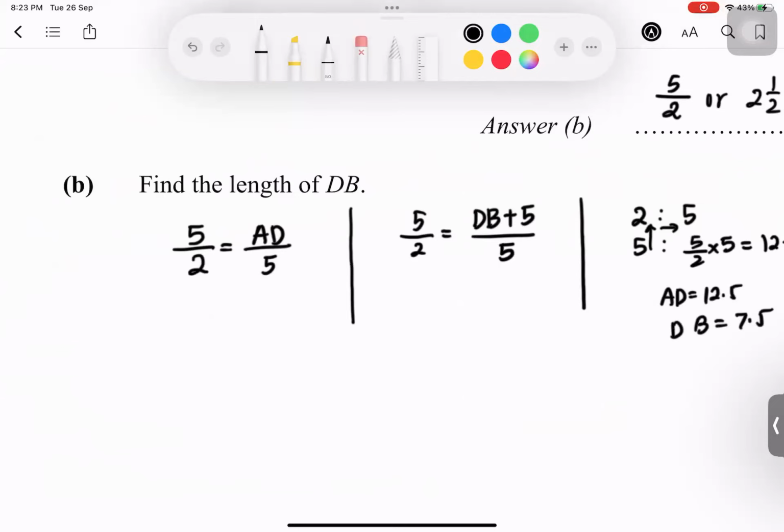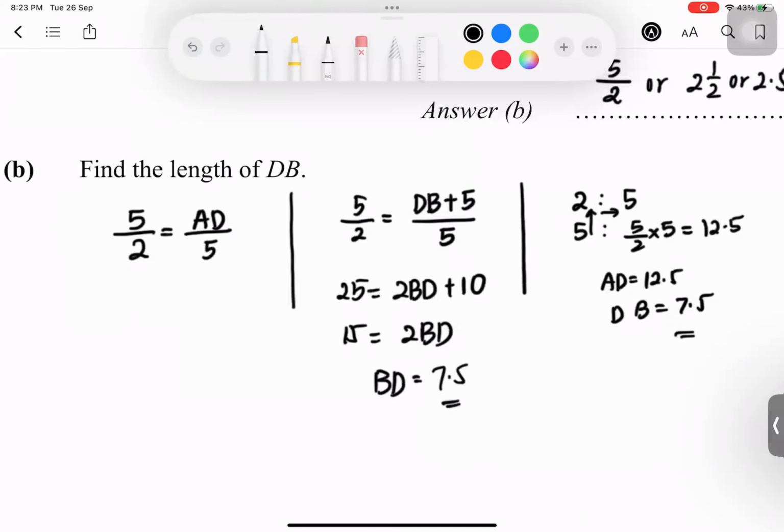Yes, okay. 2BD plus 10, 15. So 7.5, 15, 2BD, then BD is 7.5. Oh, yeah, I'm finding BD. Okay, correct. Okay, so there are a few different methods.